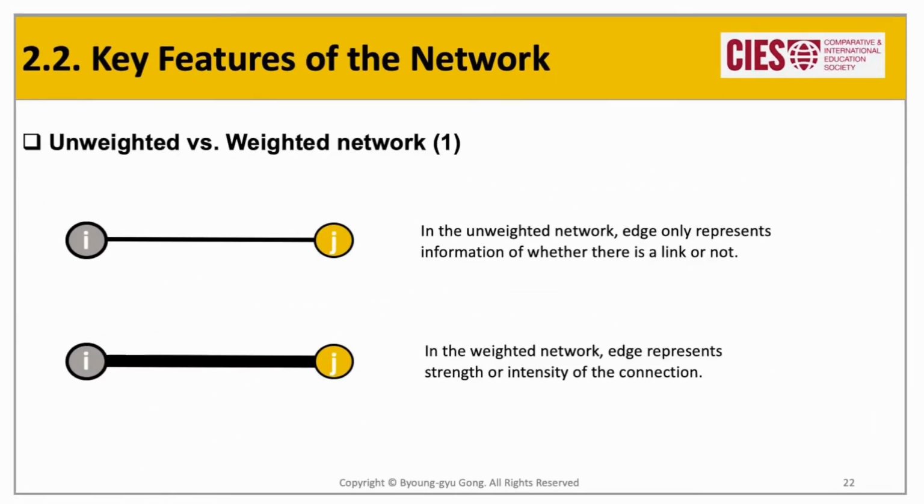The second key feature of the network is edge weight. The networks introduced so far in this lecture were all unweighted ones. In the unweighted network, an edge only represents information of whether there is a link or not. But in the weighted network, an edge represents the strength or intensity of the connection. The thickness of the edge shows the strength of the tie.